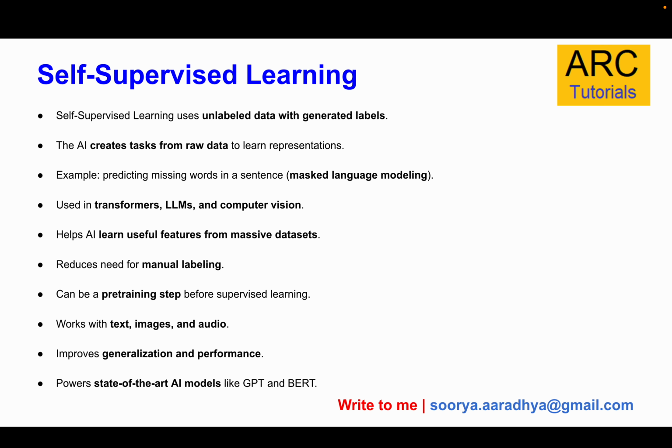Now, this is the most popular technique that works in AI transformers, LLMs, and computer vision. It helps AI to learn useful features from massive data sets. It reduces the need for manual labeling. It can be a pre-training step before supervised learning. It works well with text, images, and audio. Most of the things that you see, ChatGPT, Gemini, BERT, all of these are based on self-supervised learning.